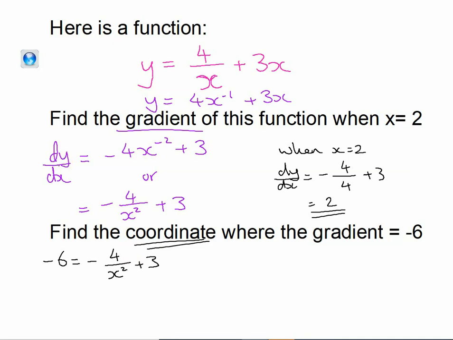So a gradient function is now set to minus 6. So this is a negative term, so I'm not happy about that. So I'm going to make that positive by bringing it onto the other side, which means I need to get rid of this as well.